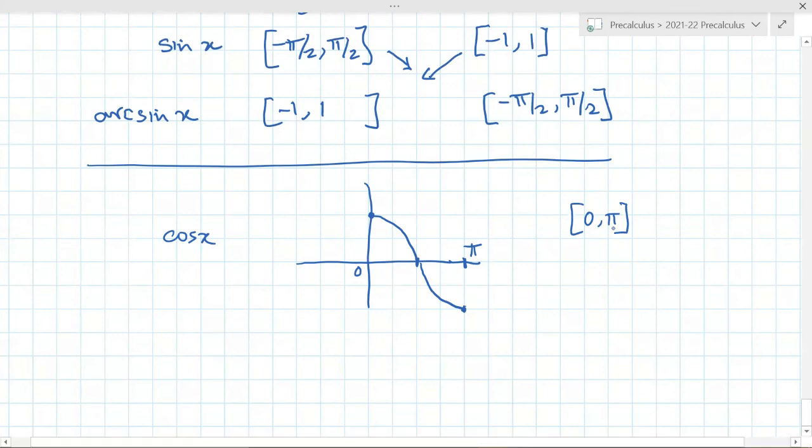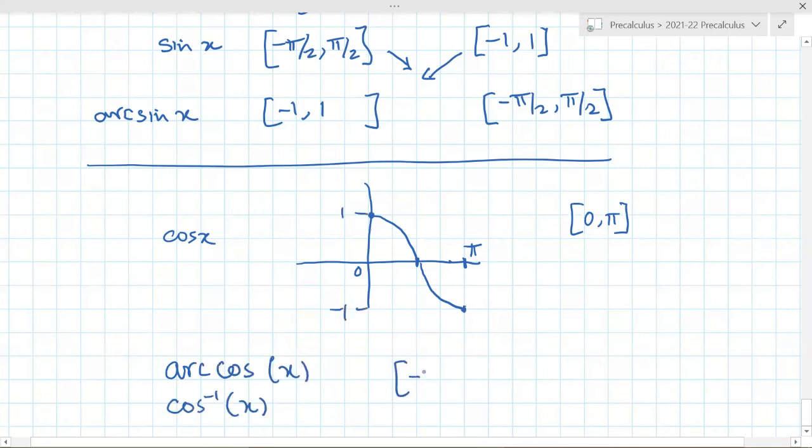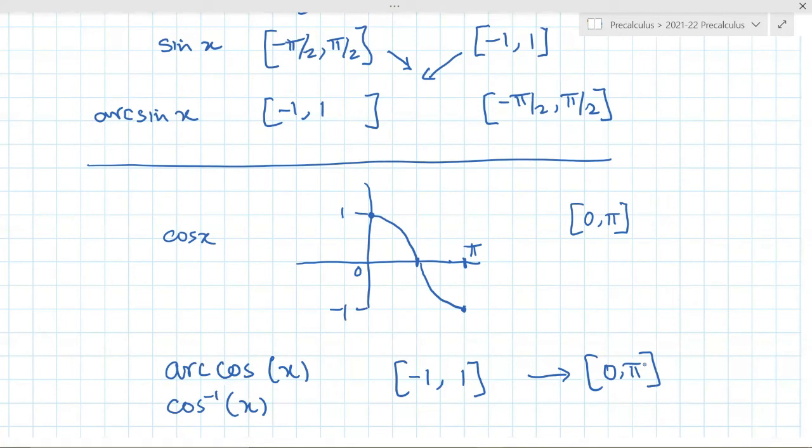So if you want to go from ratio and figure out the angle, then we will have to do the arc cosine or cosine inverse. The domain for this will become negative 1 to 1, and the range will become 0 to pi. So when you're taking cosine inverse, your answer will be between 0 and pi. And from that, you can find the other possible angles.